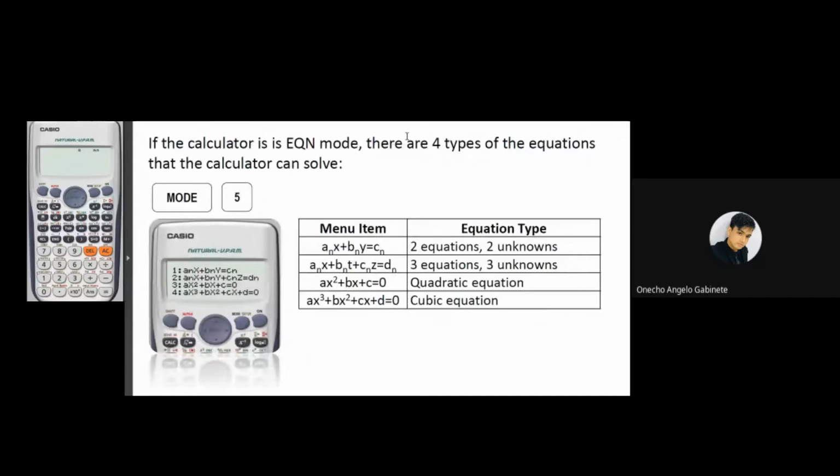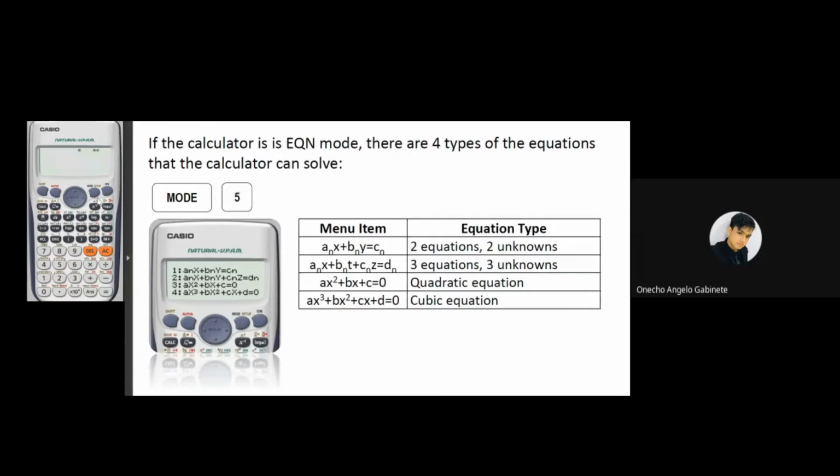Then, we can also solve simultaneous equation. So, meron po tayong apat na types ng equation na pwedeng masolve ni scientific calculators. Kapag ka po meron tayong dalawang equations at dalawang variable yung hinahanap, pwede pong masolve yon. Kapag meron tayong 3 equations at saka tatlong variable na hinahanap, pwede rin po yun. Saka yung mga quadratic equation saka cubic equation.